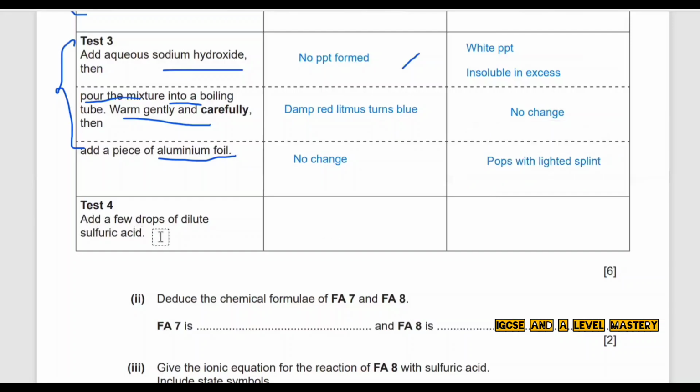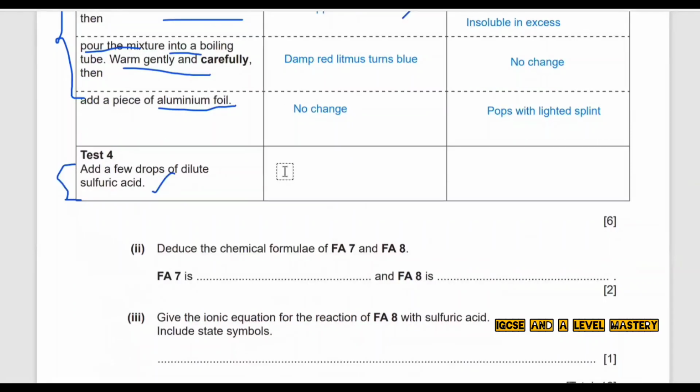Now the next is to add a few drops of dilute sulfuric acid. When I did this, I was able to see that there was no precipitate for Fa7, but for Fa8, I was able to get a white ppt. Okay, so these are the results that I got. Now from these results, I have to infer the chemical formula of Fa7 and Fa8.